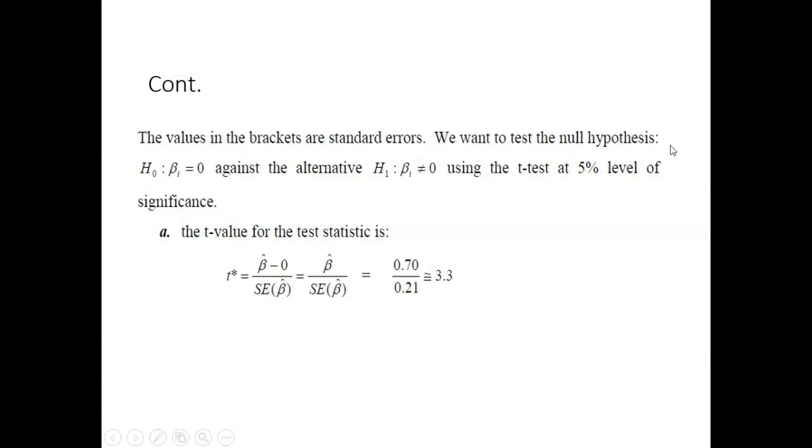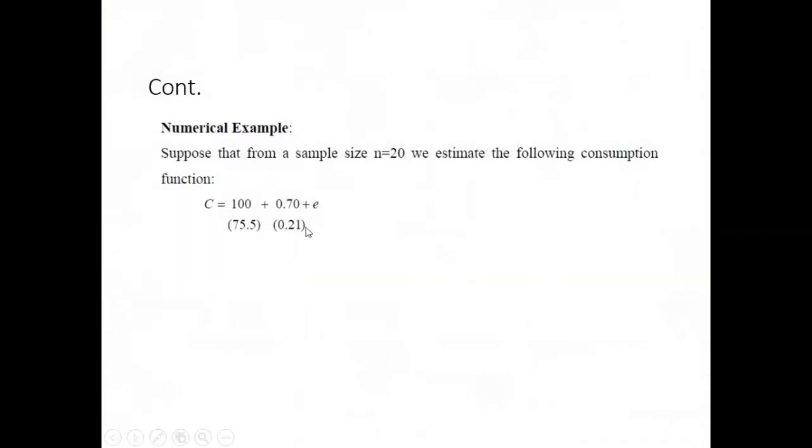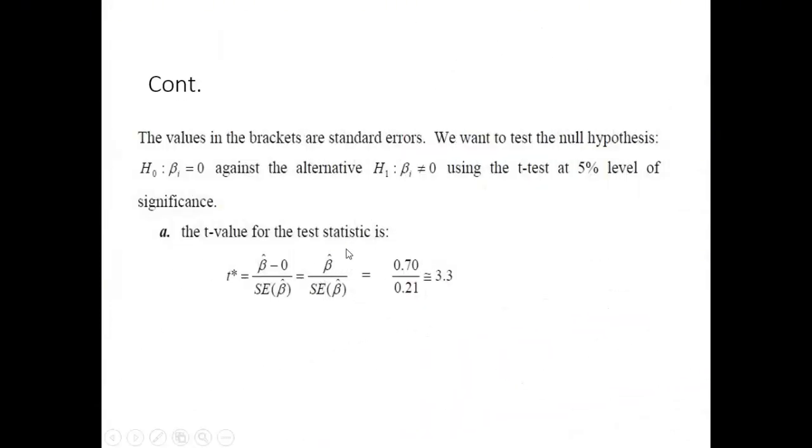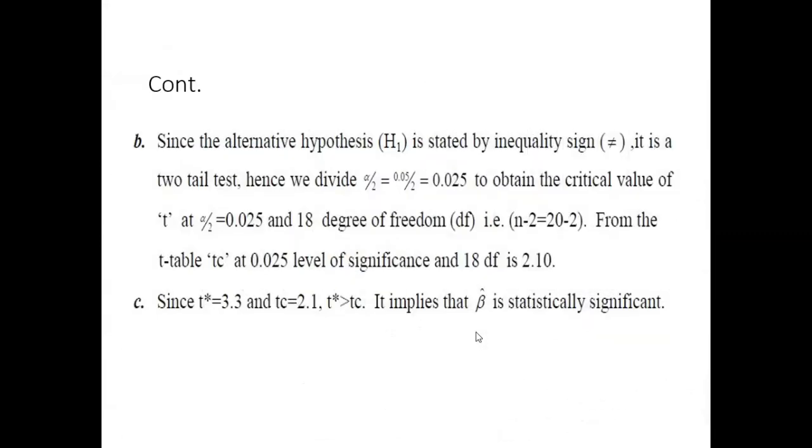So we test the null hypothesis against the alternative hypothesis using a 5% level of significance. Therefore, the value for the test statistic is simply b over standard error. Our b is given as 0.7. We know that beta hat is the slope, so the beta value here is now 3.3. We obtained 3.3. Since the alternative hypothesis sign is what?